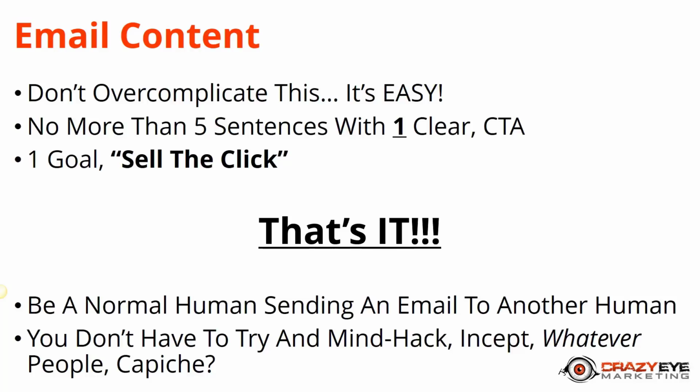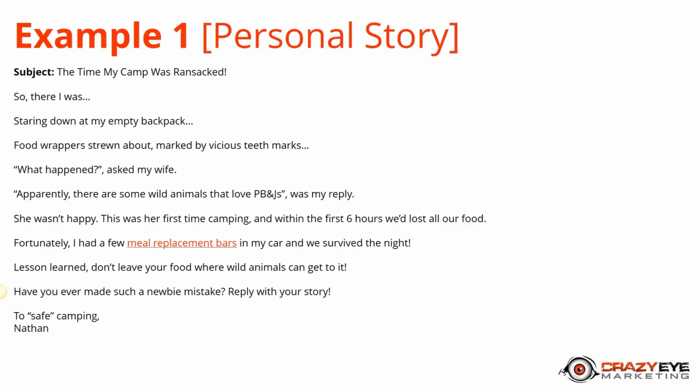So let's run through some examples real quick. Here's example 1, and it's a personal story type email, just like the first email that I recommend sending in that weekly pushes framework. Subject line: The time my camp was ransacked. And then the content: So there I was, staring down at my empty backpack, food wrapper strewn about, marked by vicious teeth marks. "What happened?" asked my wife. "Apparently there are some wild animals that love PB&Js," was my reply.